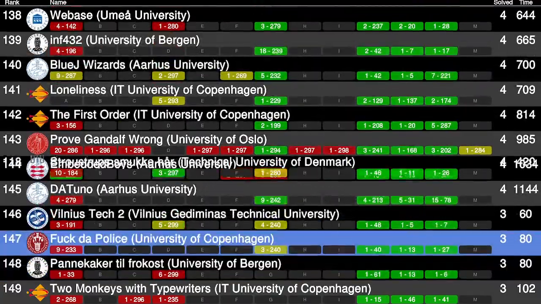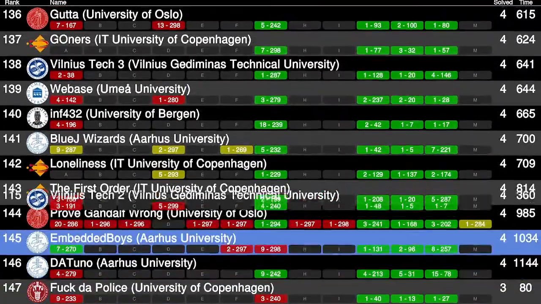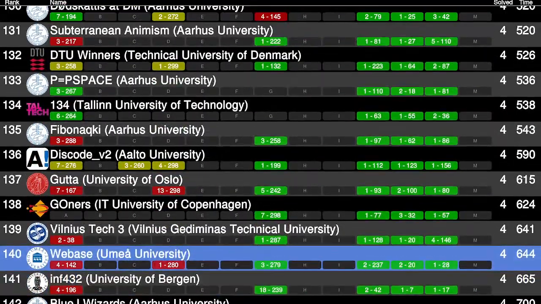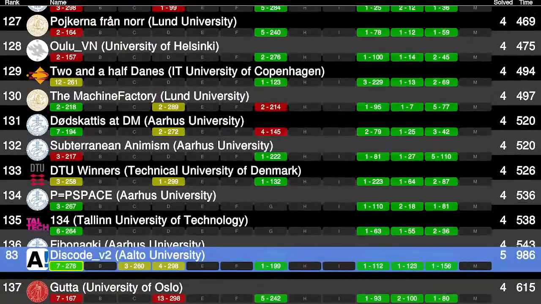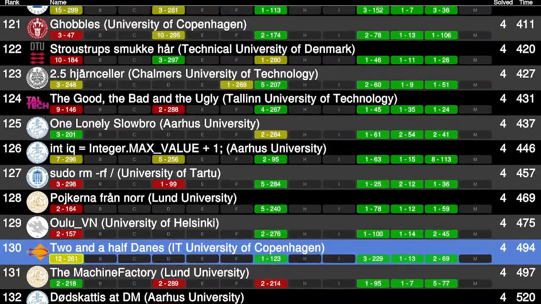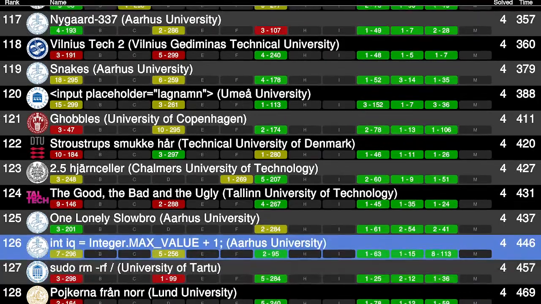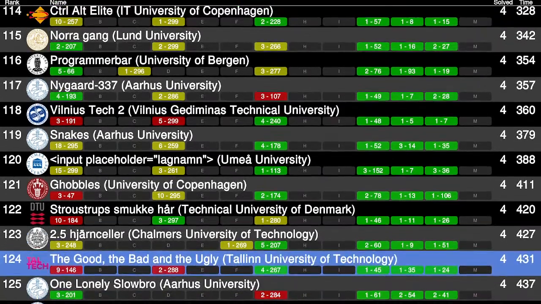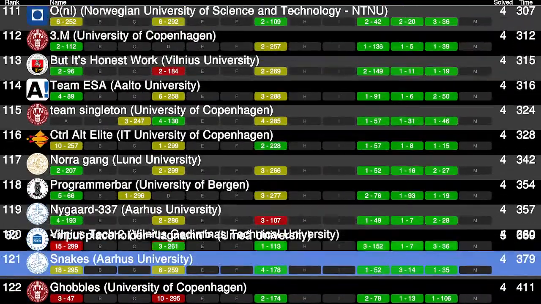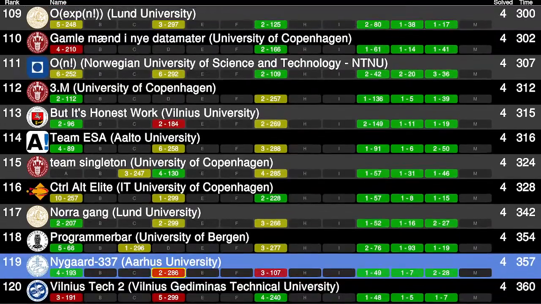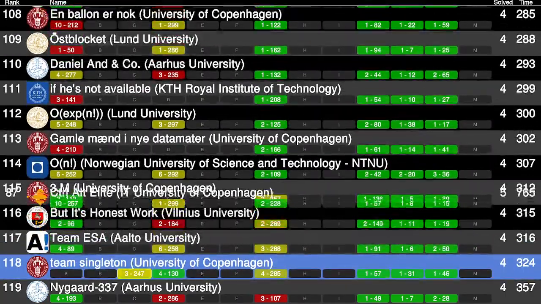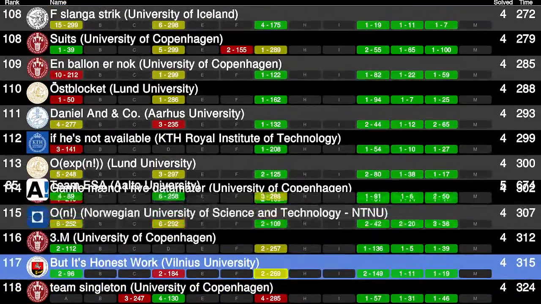Sudo RM removed all their errors, Vilnius Tech, Embedded Boys. Gandalf is now finally done, but they did get some things in the last hour. Great. TTU winners, 2.5 Danes. IQ equals max value. Was not enough IQ, maybe. Gobbles, placeholder lognamn. Snakes. Programmerbar. Noragang. Control Alt Elite solves another problem.